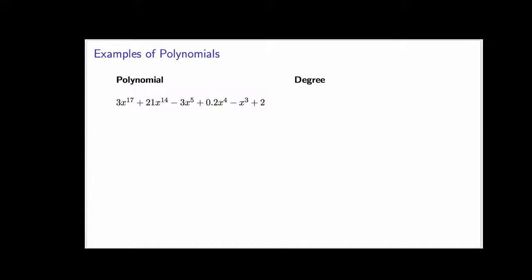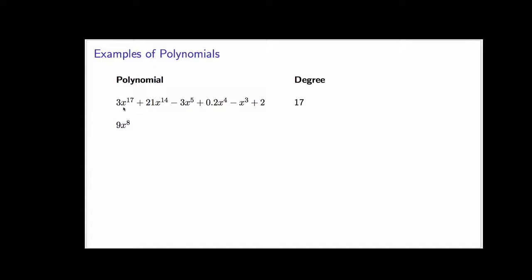First, we have 3x to the 17 plus 21x to the 14 minus 3x to the 5th plus 0.2x to the 4 minus x cubed plus 2. Notice here that we have written our polynomial in descending powers of our variable x. So the degree of this polynomial is 17. The highest power of x is x to the 17. So our leading term of this polynomial is 3x to the 17, and our leading coefficient is this coefficient 3.